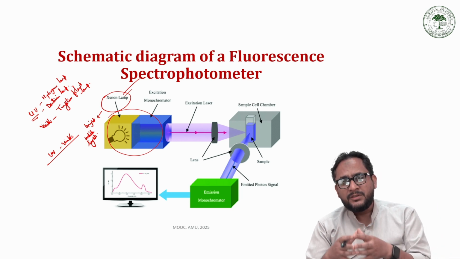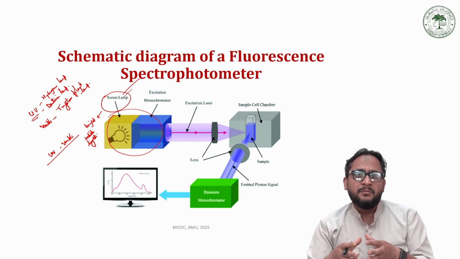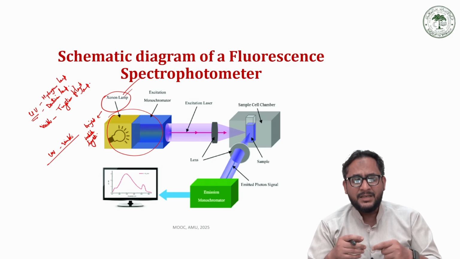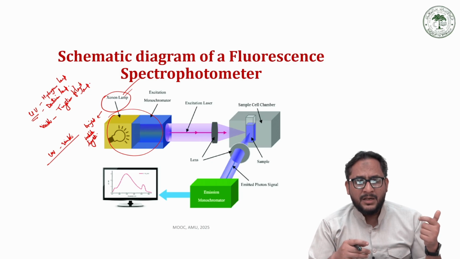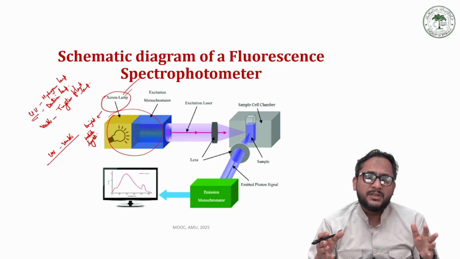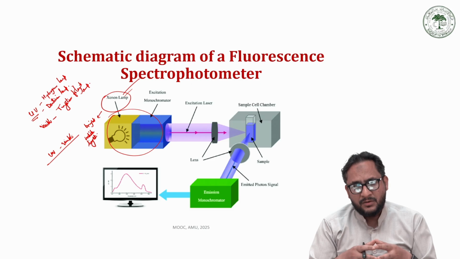But in case of fluorescence, it is a cold body emission, meaning the sample is not heated, the sample electrons are excited to the next level by absorption of light energy. So there is no change in the temperature of the body.